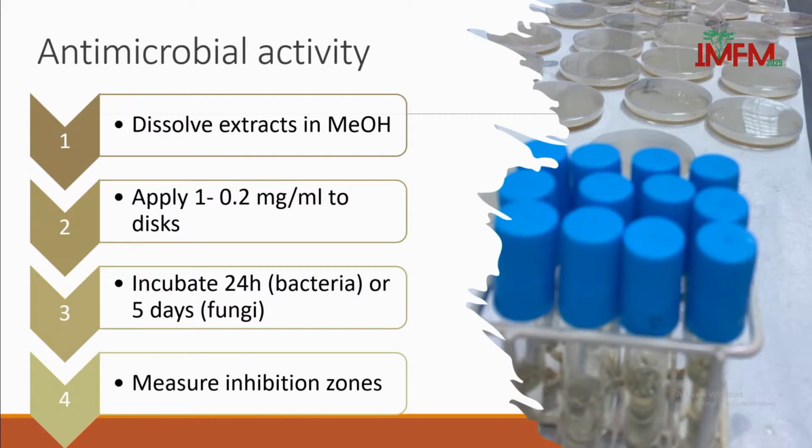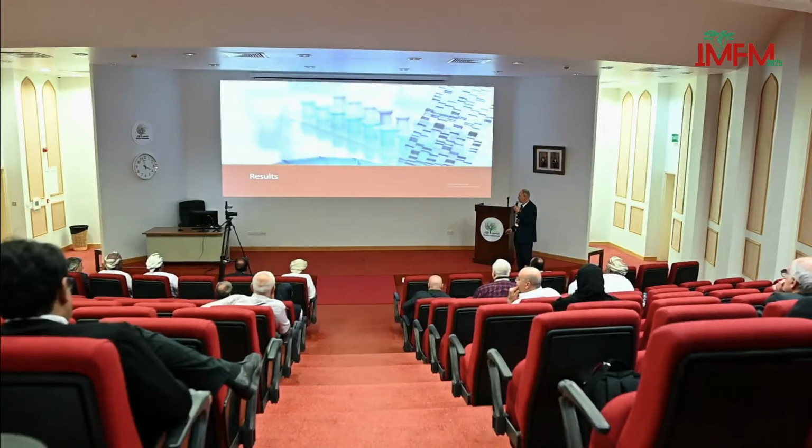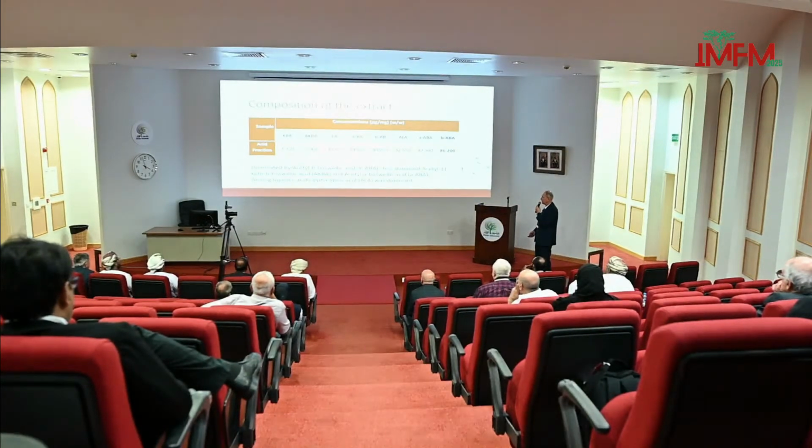For antimicrobial activity, we used 2 bacterial species and 2 fungal species. Basically, we dissolved the extract in methanol, and then we applied it at different concentrations to sterile discs. Then the methanol was evaporated, and then we incubated these petri dishes for 24 hours at 37 degrees for bacteria, or 5 days for fungi. And then at the end, we measured inhibition zones. So the results are coming here.